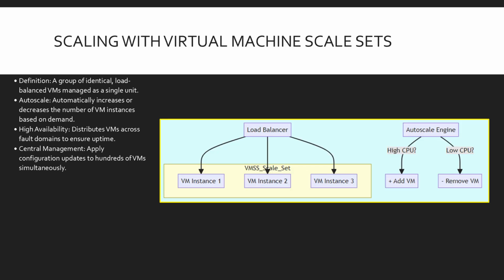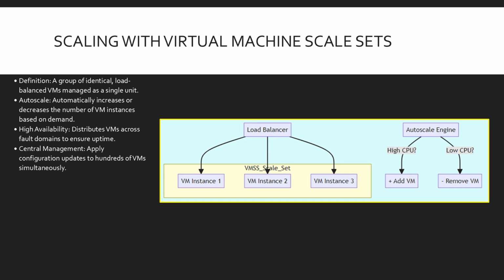Managing one VM is easy, but what if you need 50? This is where virtual machine scale sets, VMSS, come in. A scale set allows you to deploy and manage a group of identical VMs. The primary benefit here is elasticity. You can configure autoscale rules to automatically add more VMs when CPU usage is high, and remove them when demand drops, optimizing your costs. Scale sets also provide high availability by distributing your VMs across different physical hardware, ensuring that if one fails, others are ready to take the load. This is the preferred method for building large-scale, resilient applications in Azure.